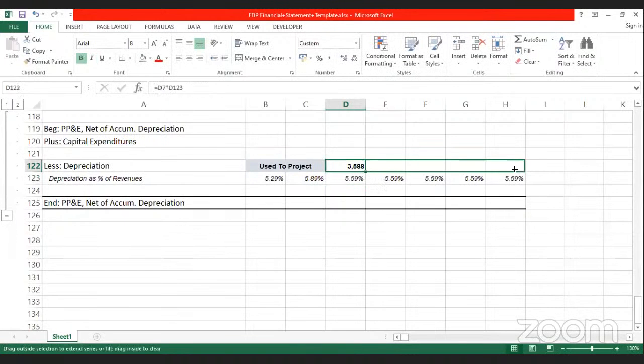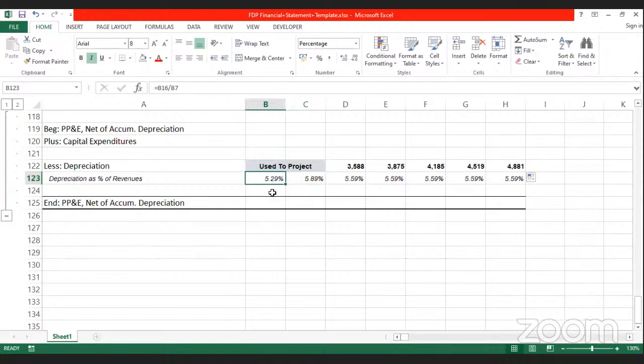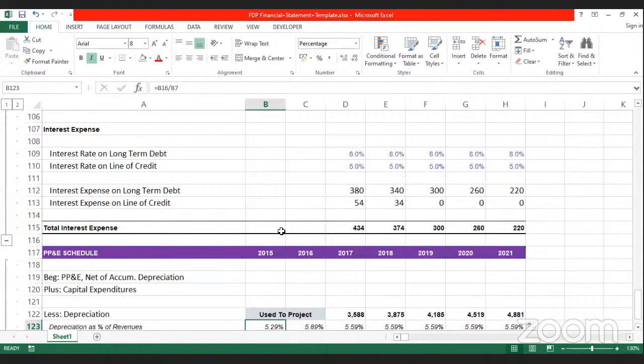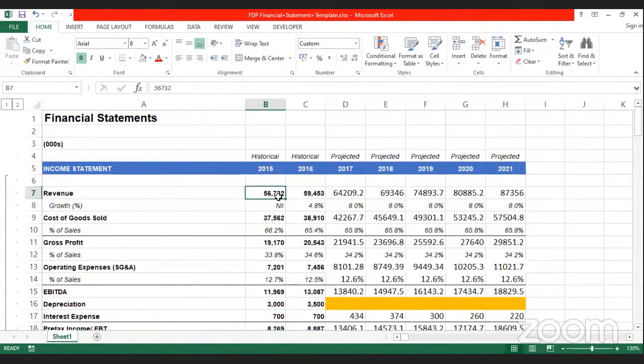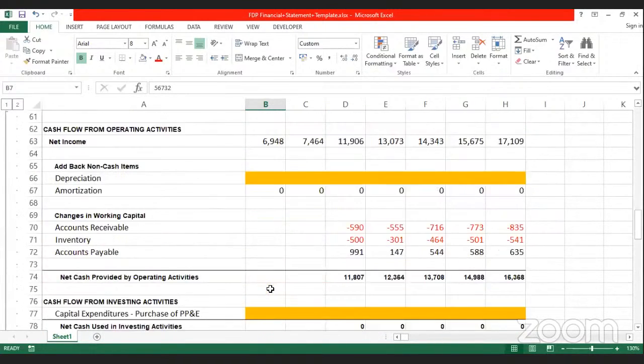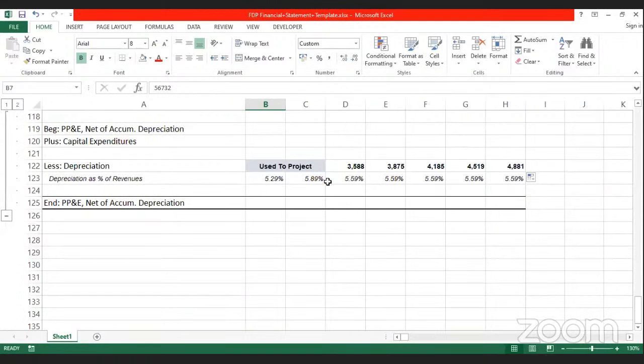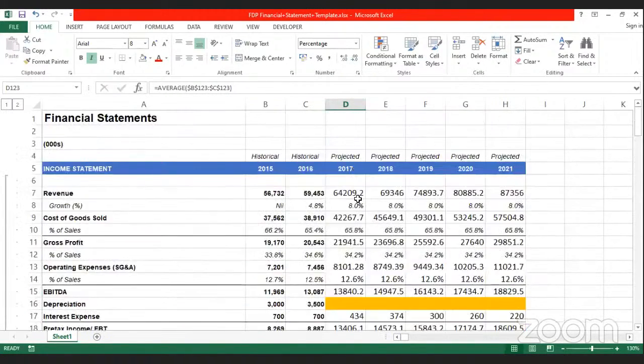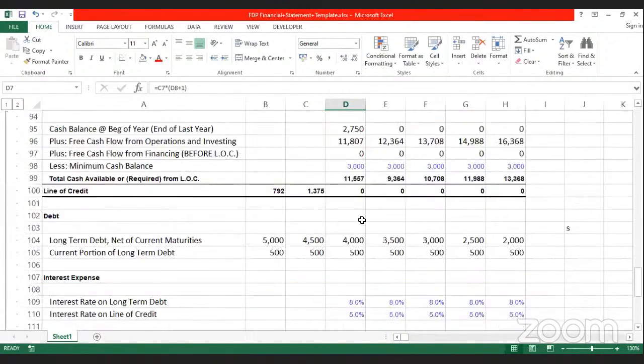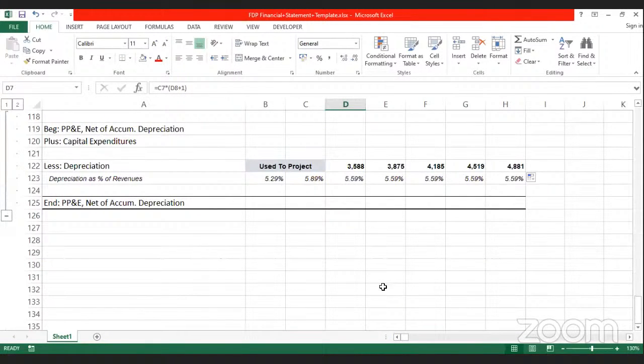Okay, so here if I drag, what I did is first I took the historical data. On the historical data, I came to know that 5.29 percentage is there in this revenue, which is 56,000. So in this 56,000, depreciation amount is 5.29. So what I did is, with this I have calculated the average, taken an assumption that over a period of time these will be same. So 5.59 percentage depreciation will be same. So 5.59 into your revenue for the current, which is 64,209. Okay. So here I got the depreciation amount, which is 3,058. When I drag this, I come to know that yes, over a period of time, the depreciation amount is automatically increasing. Now, beginning PPE and net accumulated depreciation.